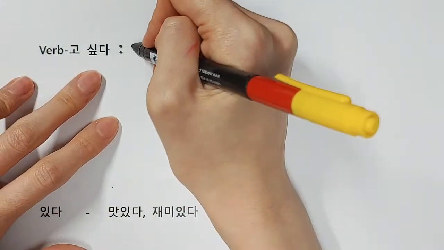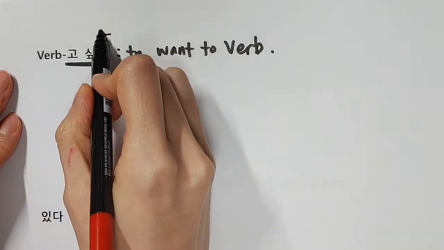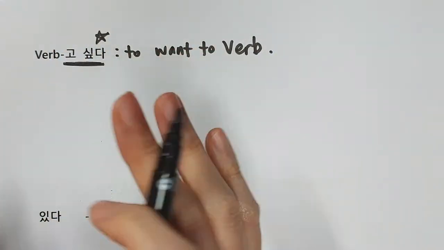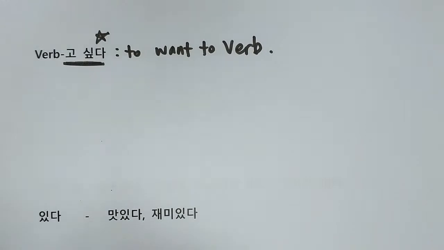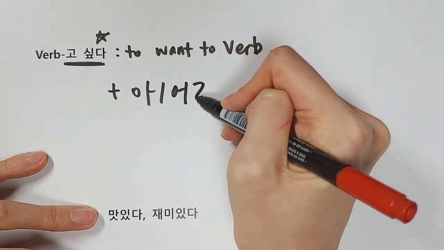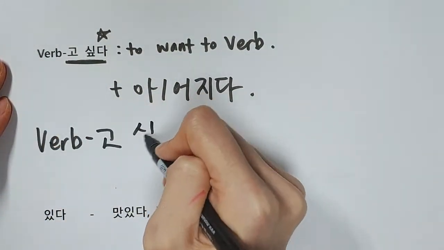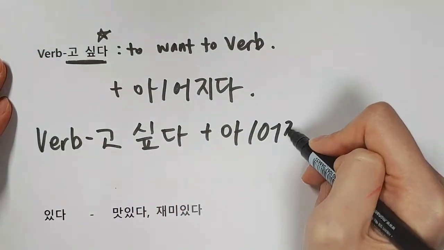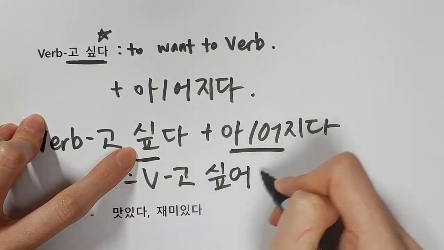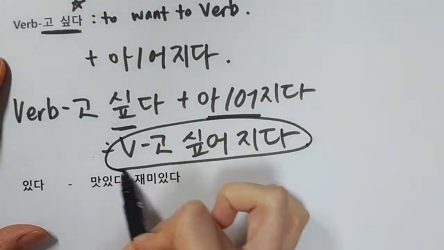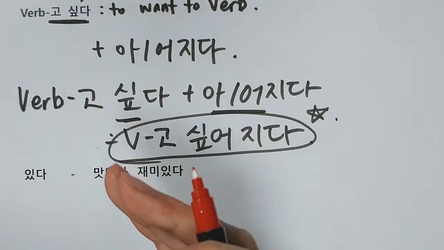Then let's move on to verb-고 싶다. We learned that verb-고 싶다 means to want to verb, right? But do you remember that 고 싶다 itself, even if it means to want to verb, its grammatical form is actually an adjective, and it's treated as an adjective in grammar. So 고 싶다 is an adjective, which means it can be combined with 아어지다. So verb-고 싶다 conjugated in present tense would be 싶어지다, right? Verb-고 싶어지다.